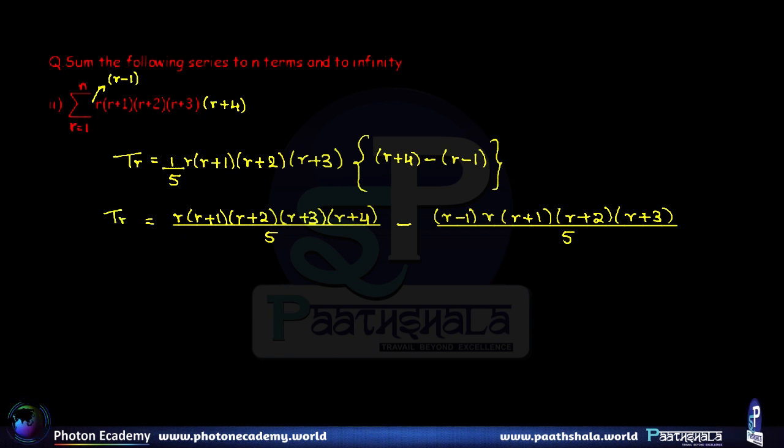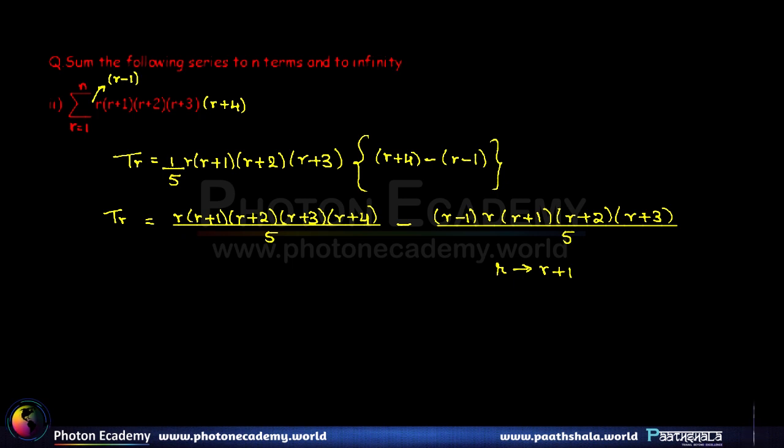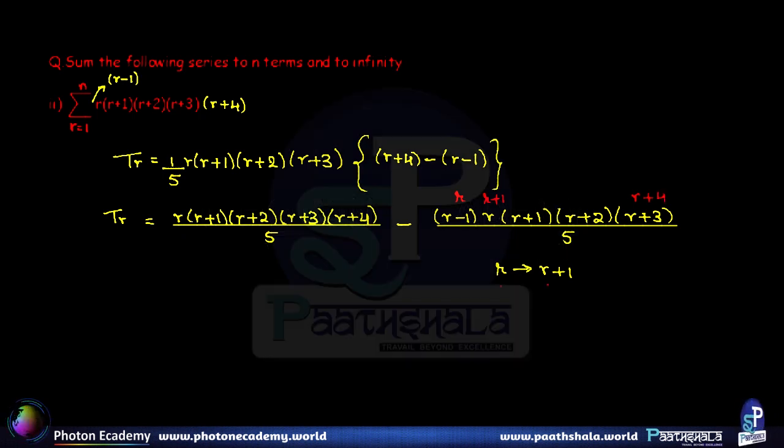Now over here, if you replace r by r plus 1, we will get, this will become r, this will become r plus 1, this will be r plus 2 and so on, and this will be r plus 4. So basically when we replace r by r plus 1, we get this term. So this term and this term will cancel each other out. So eventually we are left with just the first term of the series and the last term of the series.